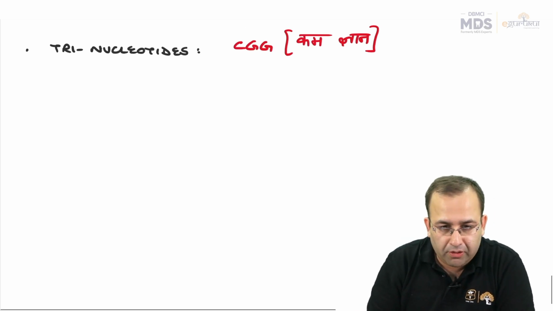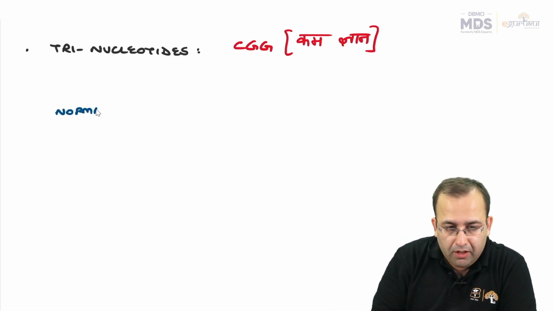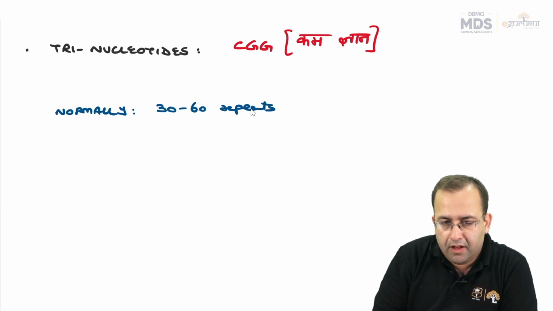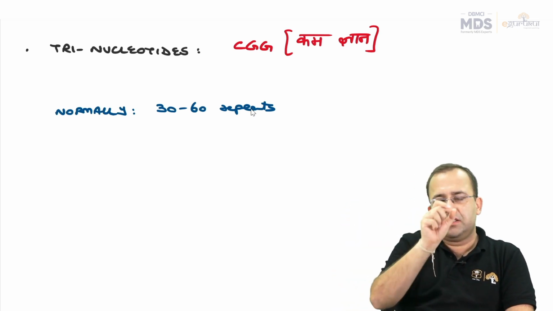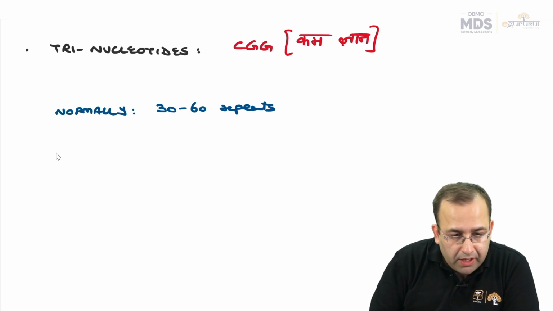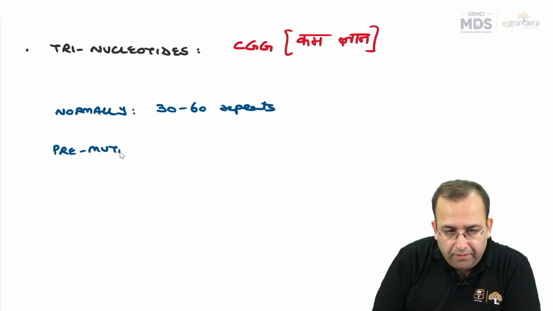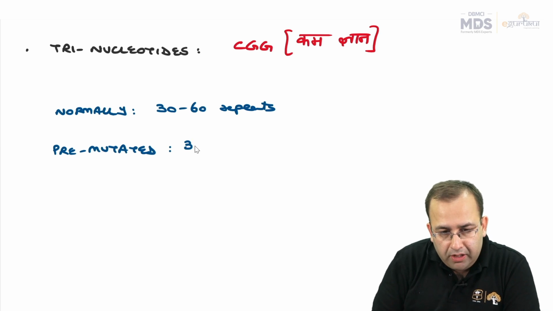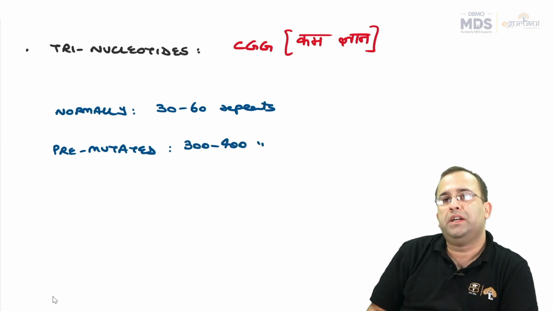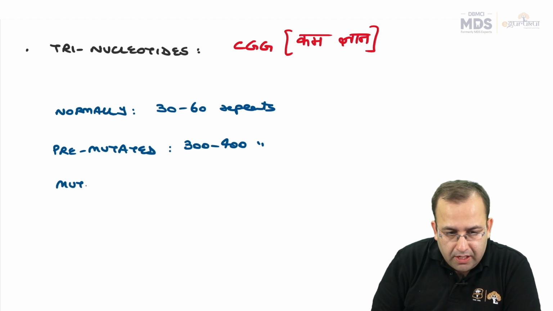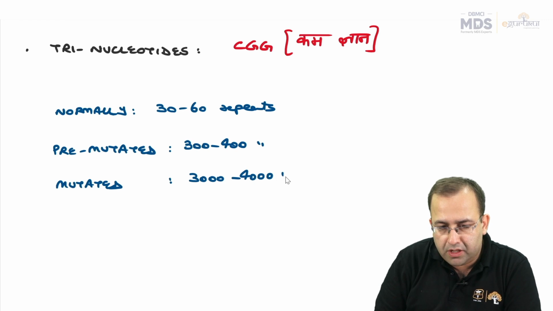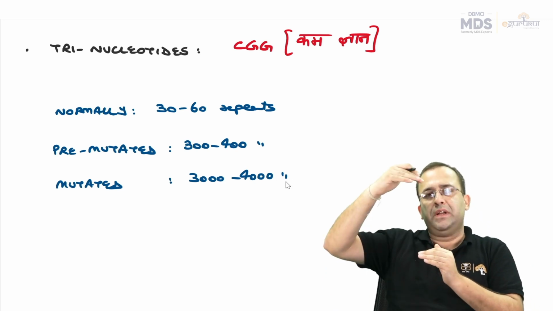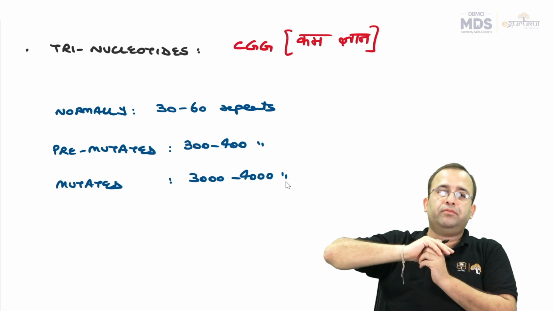What does this mean? Normally, all of us have 30 to 60 repeats, meaning CGG, CGG, CGG, CGG, CGG, 30 to 60 times. Then there is a pre-mutated state where there are 300 to 400 repeats. And lastly is a mutated state where there are 3000 to 4000 repeats. Number of repeats is increasing in multiples of 10.